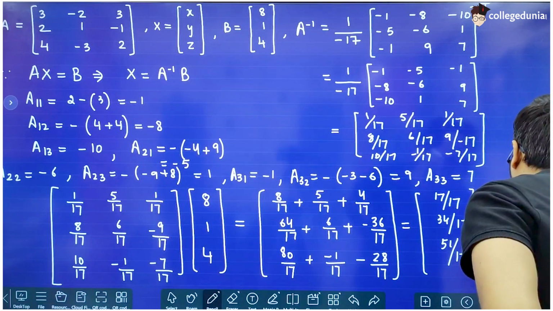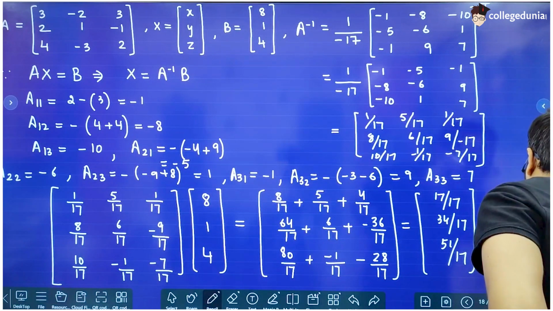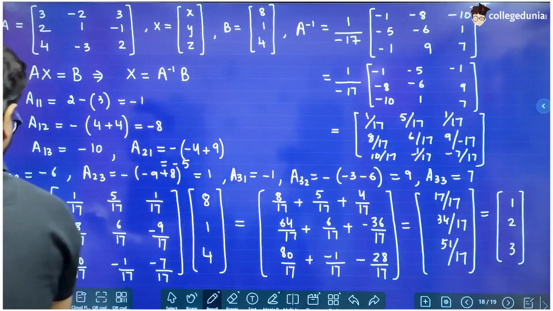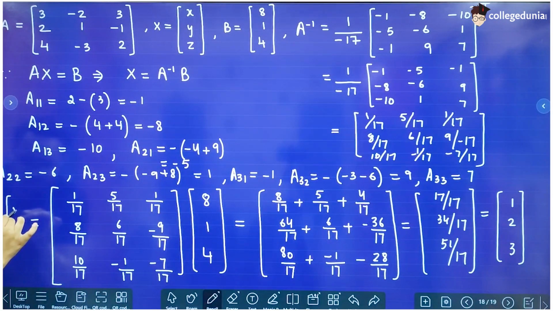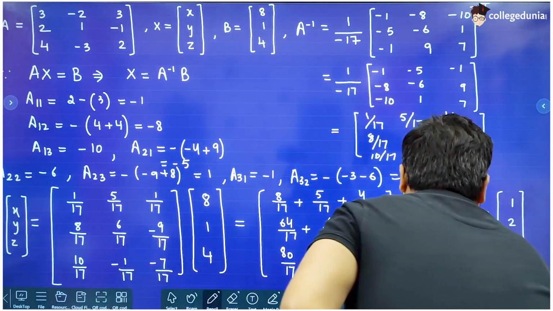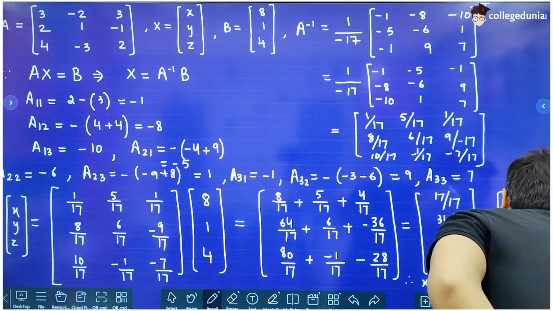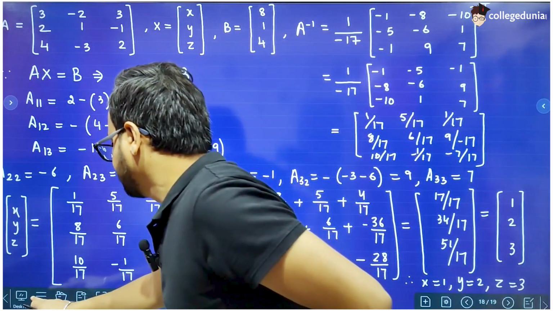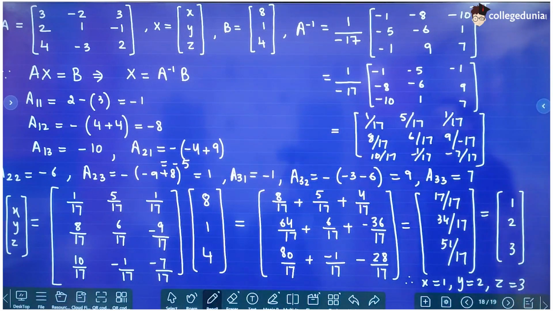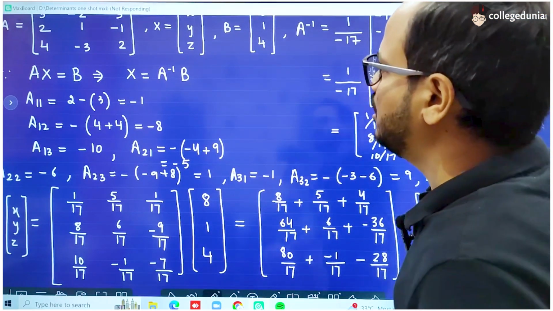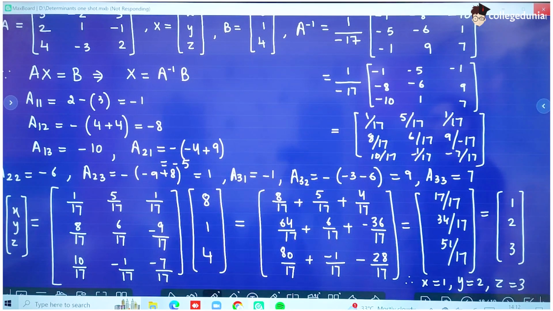So this is 1, 2 and 3, and we know this matrix is equal to X, Y and Z. So therefore x is 1, y is 2, and z is 3. Right? So this is how you can solve the simultaneous linear equations and find the solutions. Both these sets were consistent equations. So let's see one more set.